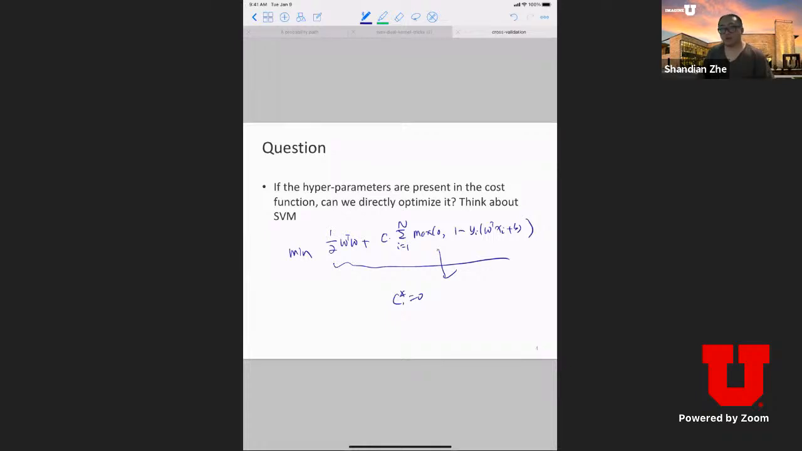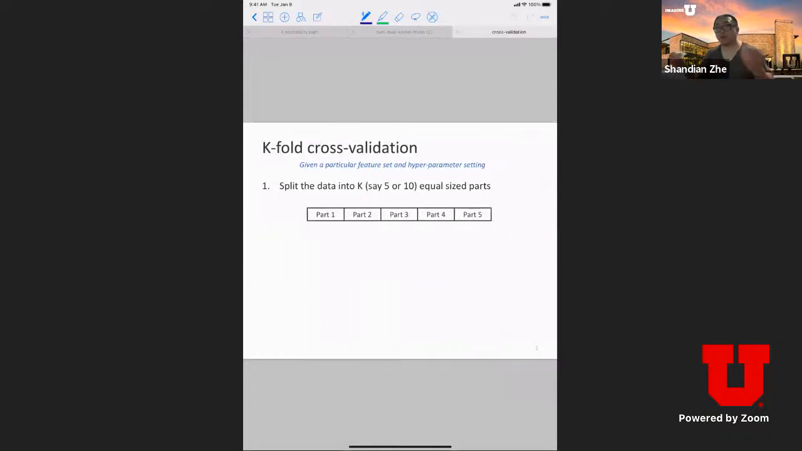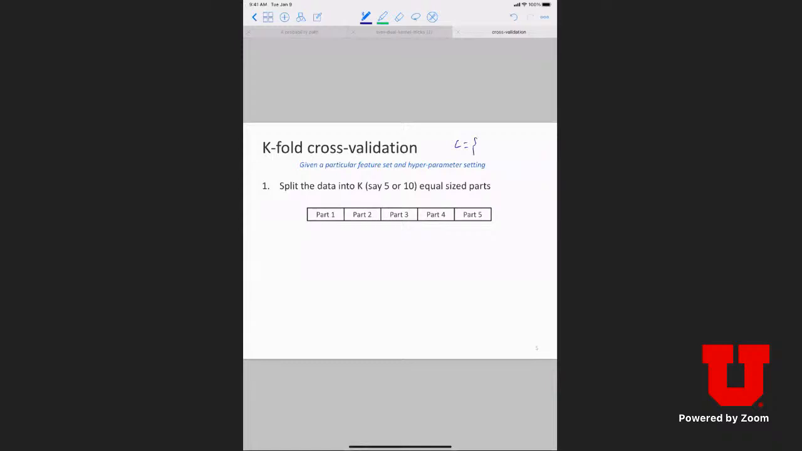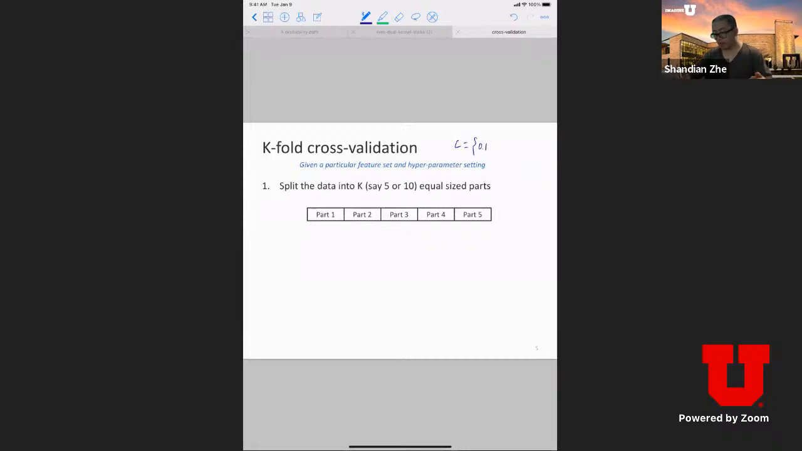Then how can we select C? Here we're going to talk about a commonly used method called k-fold cross-validation. The idea is like this. I'm first going to choose a range for C from which we believe we can pick the best value. So I may choose 0.1, 0.2, 0.5, 1, 2, and so on. Whatever, this is defined by yourself.